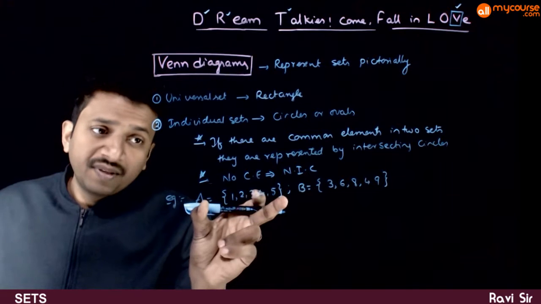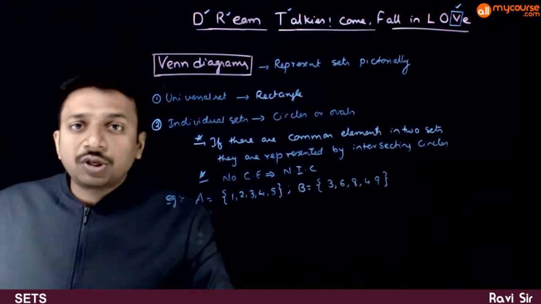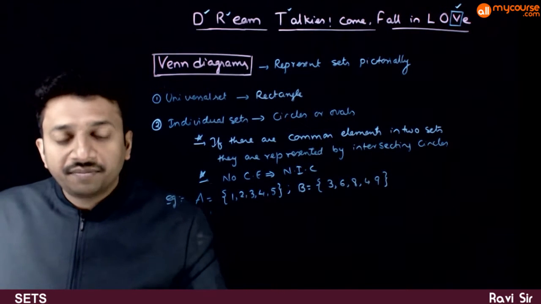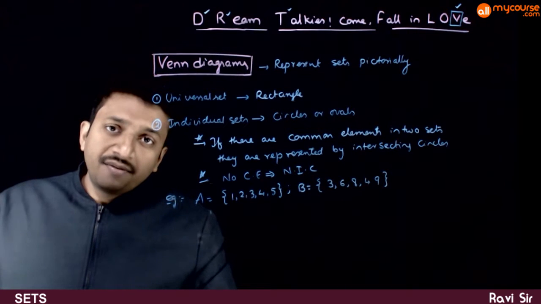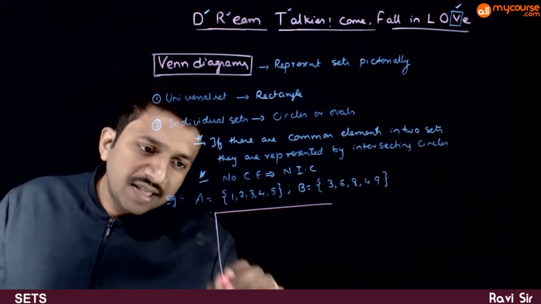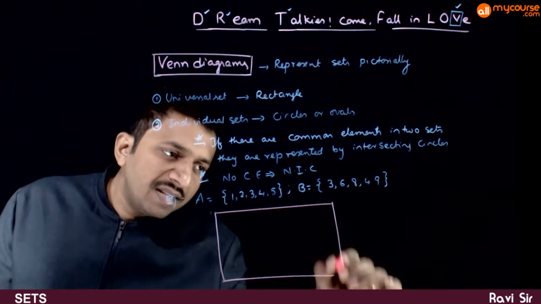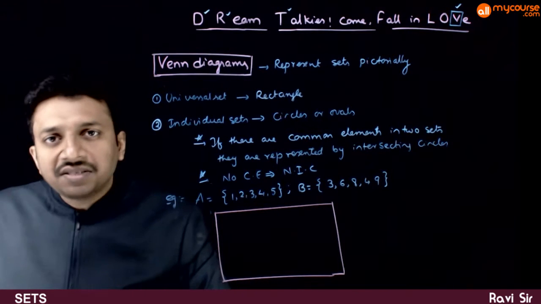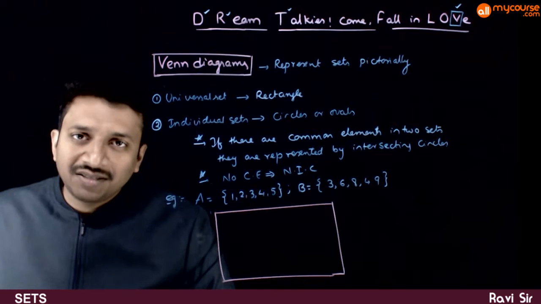Now, let us represent these two sets using a Venn diagram. So what do I do? First, I take a universal set. So universal set, as we have seen, can be any set which contains all the sets under consideration.